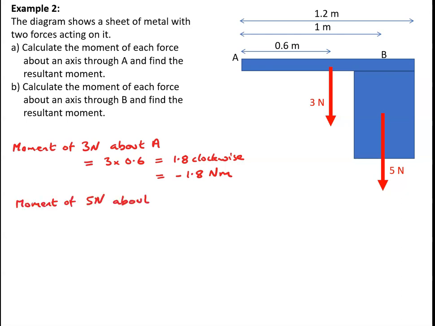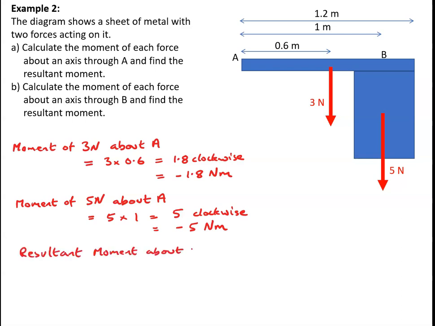The moment of the 5 Newton force about A, well, the 5 Newton force is also trying to turn the sheet of metal around in a clockwise direction, and its line of action is 1 meter away from the point A, so its moment is 5 times 1, which is 5 in a clockwise direction, giving a final moment of minus 5 Newton meters.